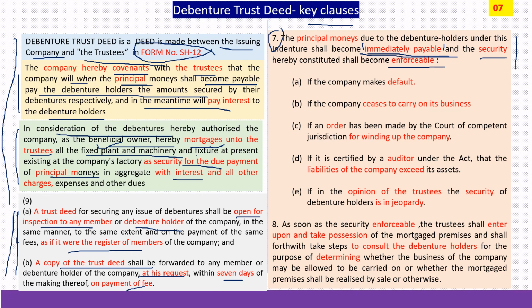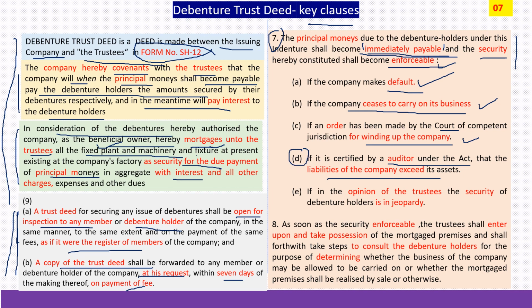What does it say? If the company makes default in payment of interest or principal at any point in time, we can enforce the trust deed. Or if the company ceases to carry on its business, we cannot wait. We can forthwith enforce. If there is a court order which winds up the company, once again, as secured creditors, we come into the picture. If there is a report from the auditor of the company under the Act that the company's liabilities are in excess of its assets, it talks of the solvency of the company. In this case also, it is immediately payable and security enforceable.